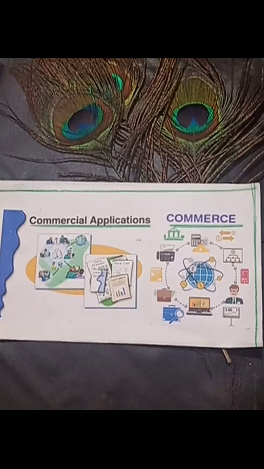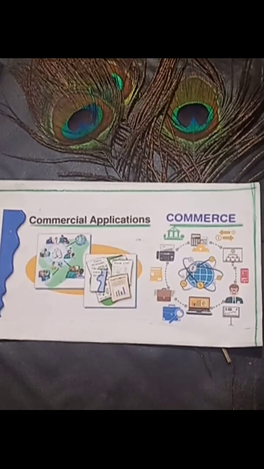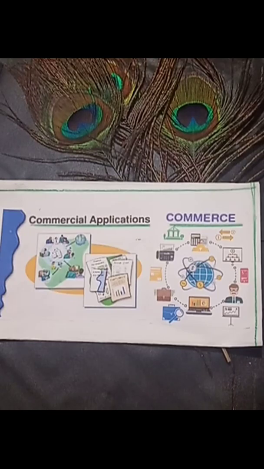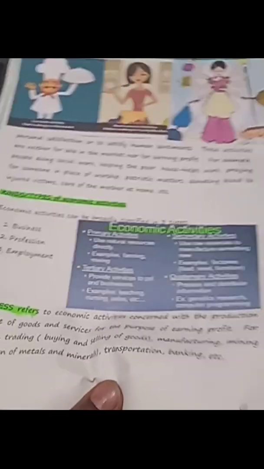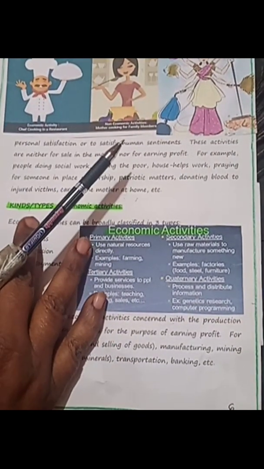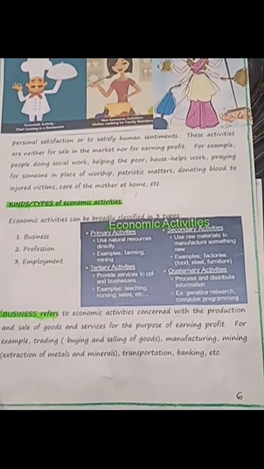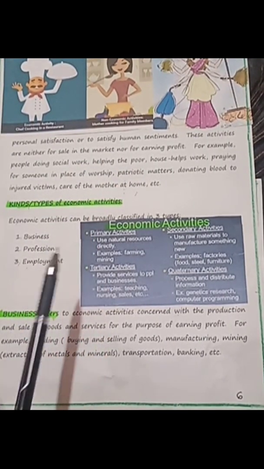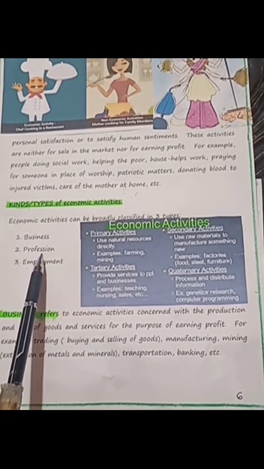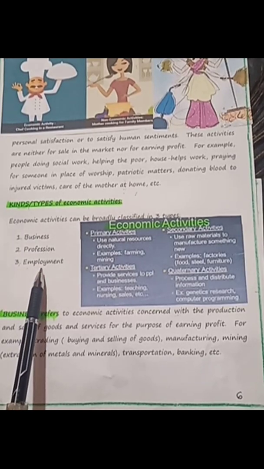Recapitulation, taking up the review questions. First, let me start with kinds or types of economic activities. Children, stay focused. The first one is business. So under kinds or types of economic activities, you have 3 to study: business, profession, employment.